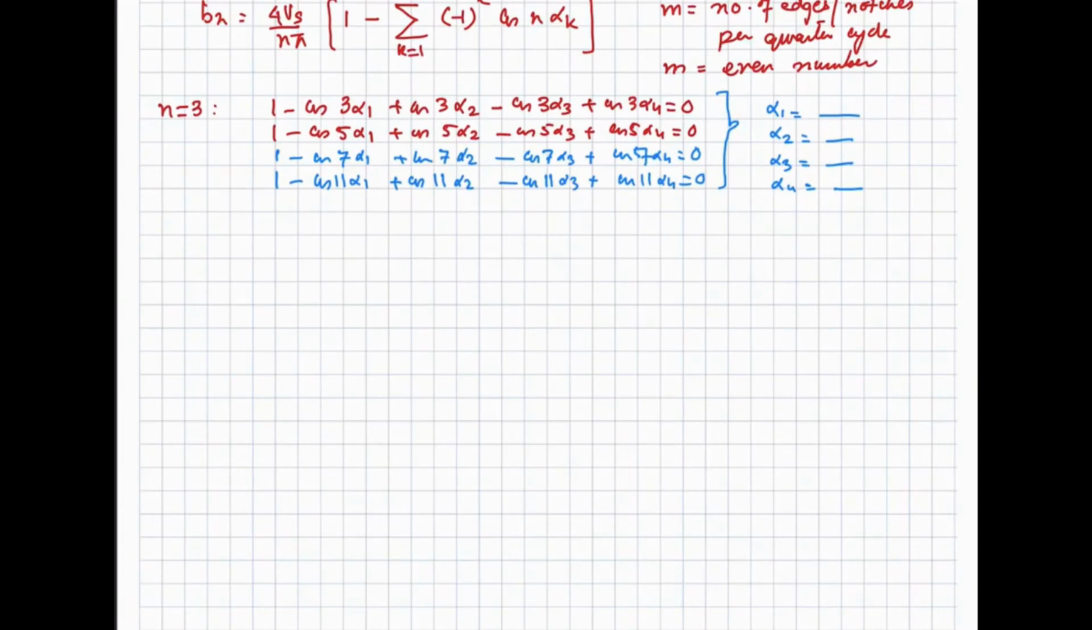So far we have seen the examples in which we have considered an even number of edges per quarter cycle. Now let's take an example in which there are an odd number of edges or notches per quarter cycle. So first of all, let's draw the waveform for that one.